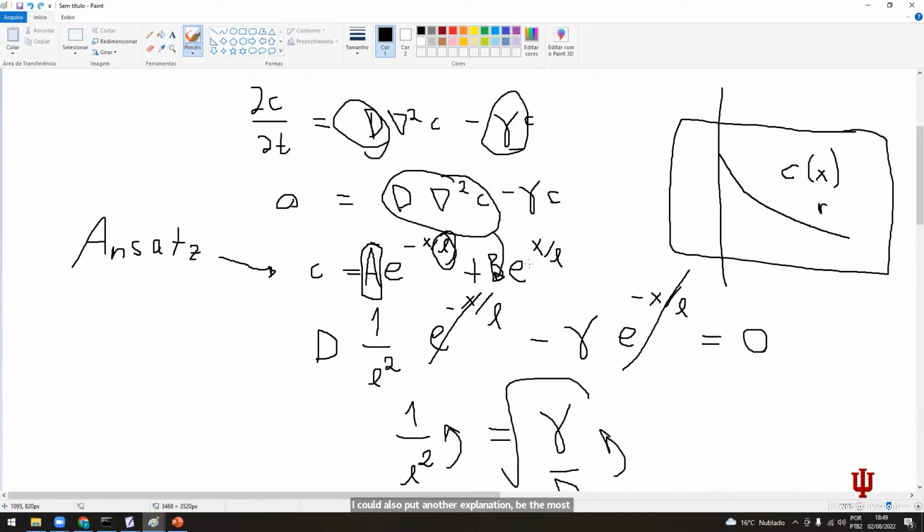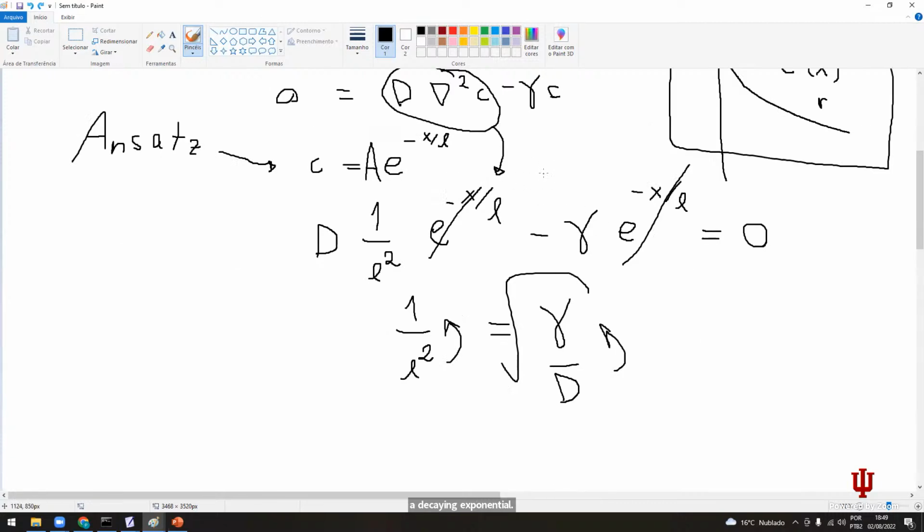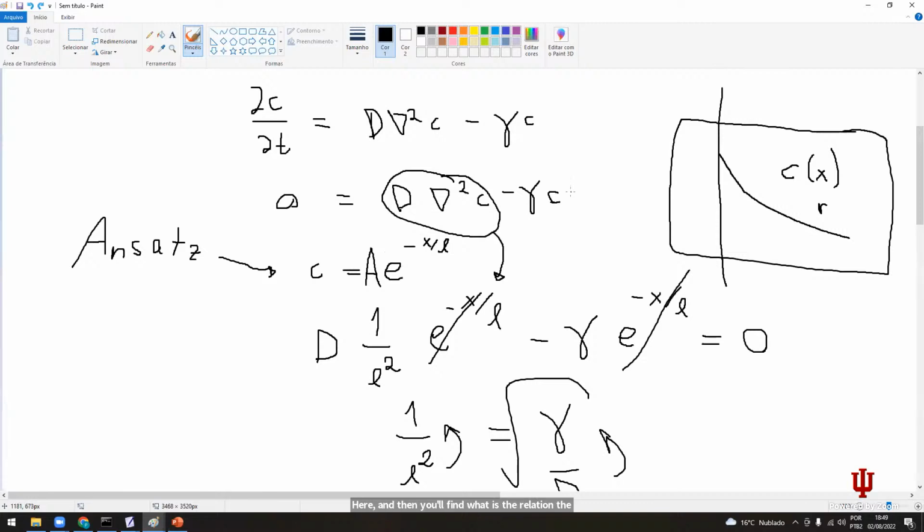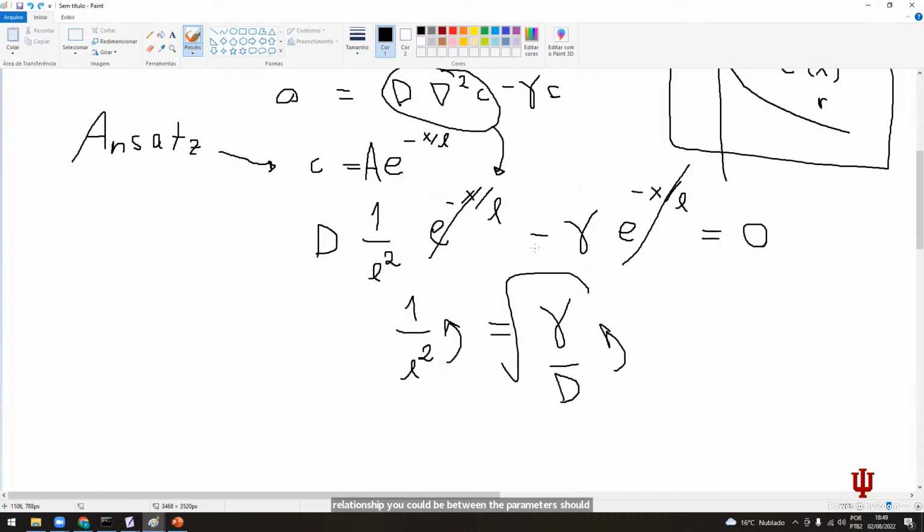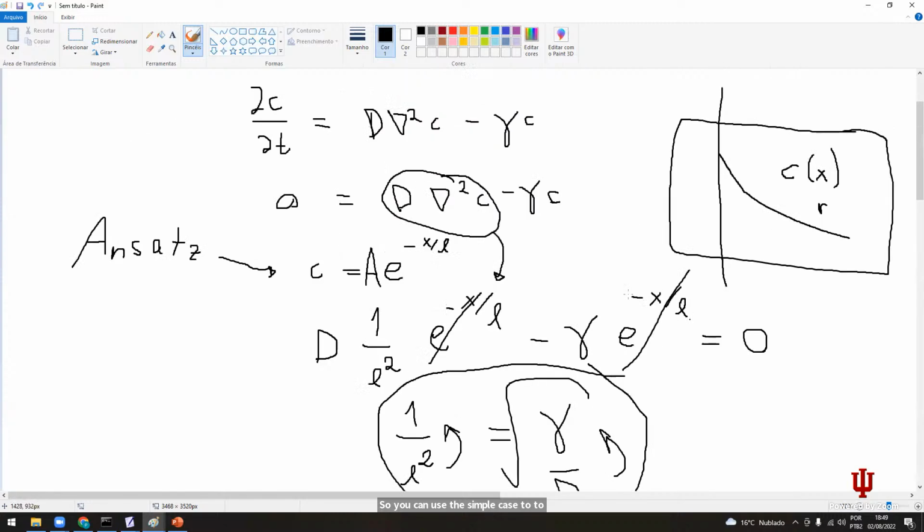But just for the sake of achieving the relation between the L and D and gamma, you suppose a simple solution, a decaying exponential here, and then you find what is the relationship between the parameters, because this relationship between the parameters should apply to this simple case. So you can use the simple case to get a simple relation. Okay, so that's it. So I'm finished.